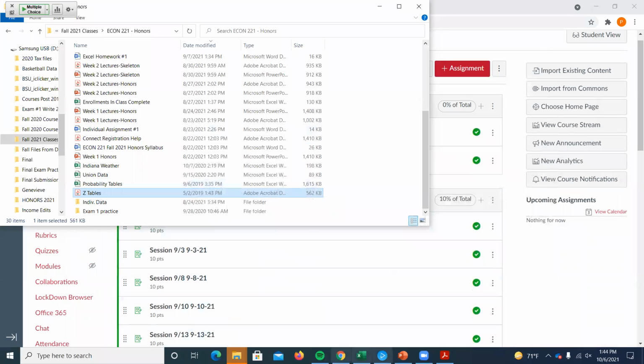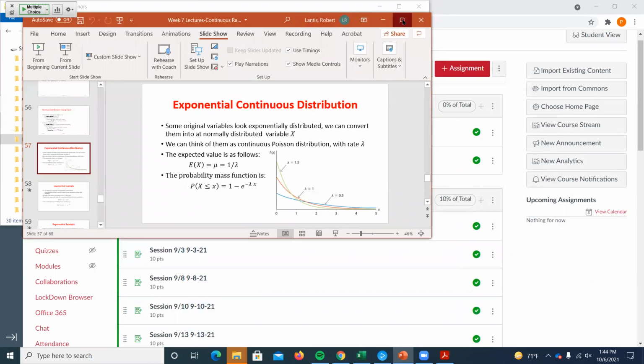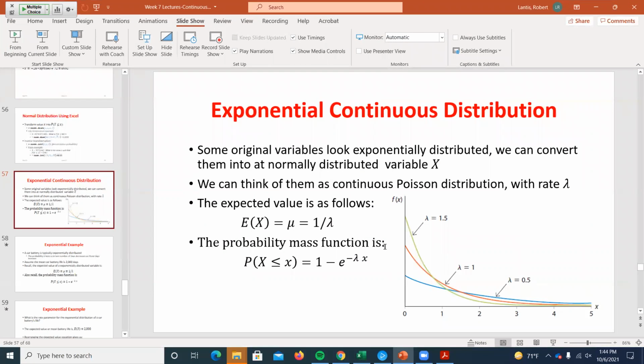So what we're going to do on Friday is think about if we have an exponentially distributed variable, it's not normally distributed. We'll end up with a distribution that kind of has this shape. We'll talk about how we can use a probability density function for that variable to find the probability of being above or below certain x values.